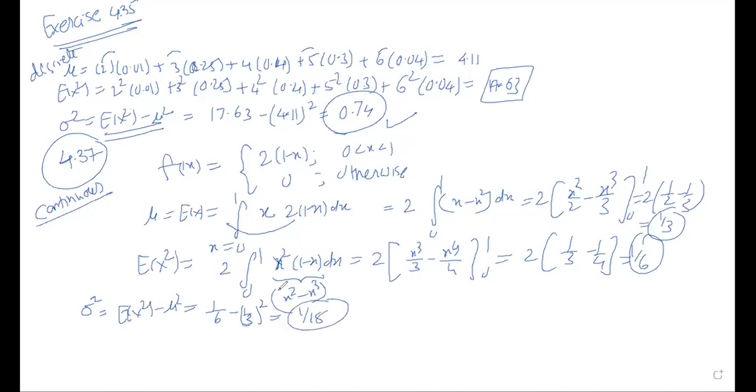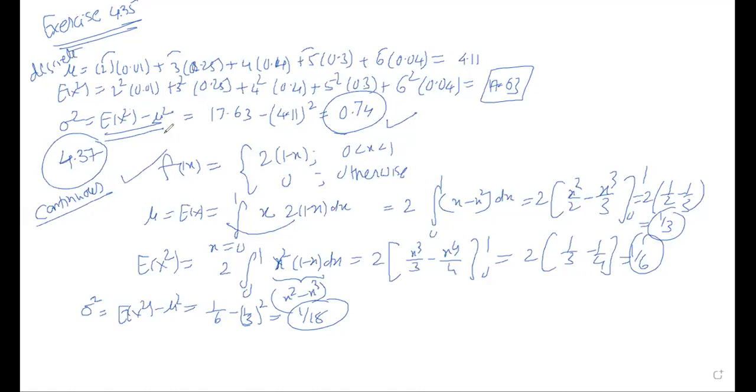1 by 18. The example says that the dealer's profit, in units of $5,000, on a new automobile is a random variable x having the density function given in the exercise. This density function, this one. Find the variance of x.